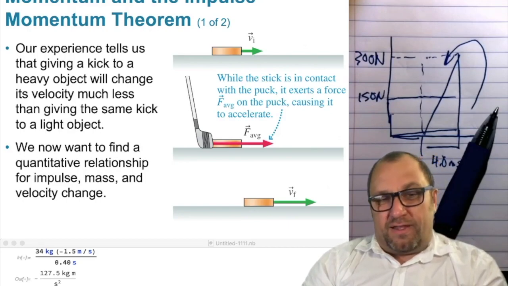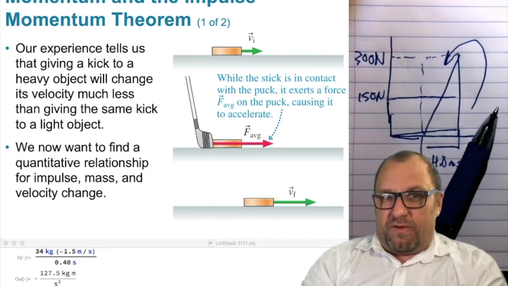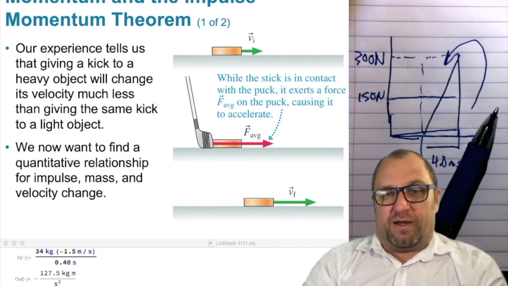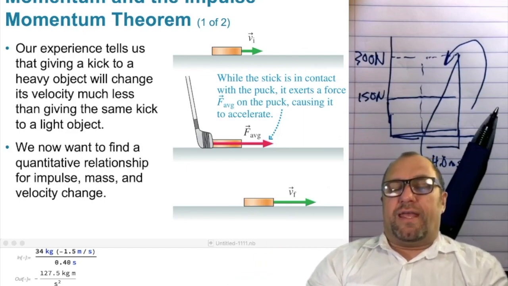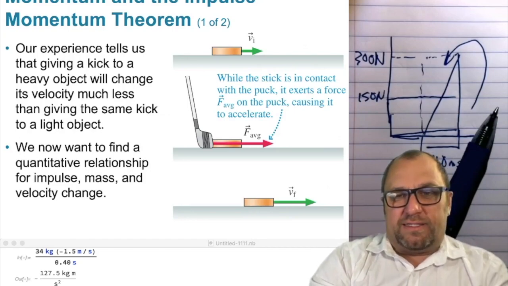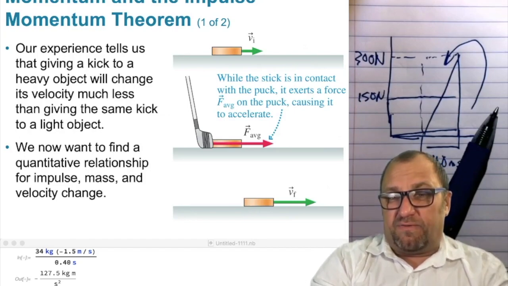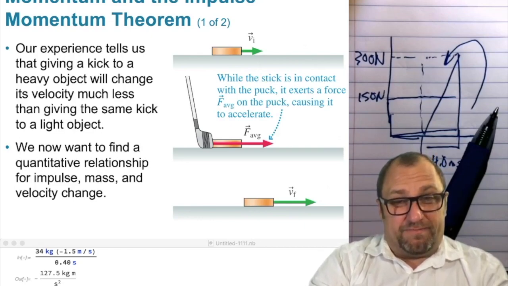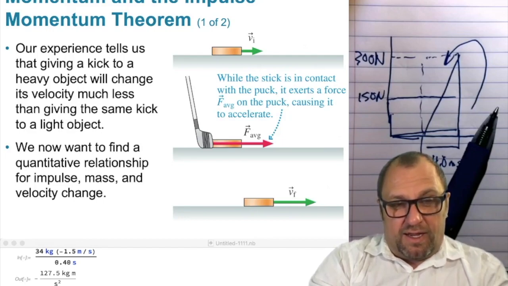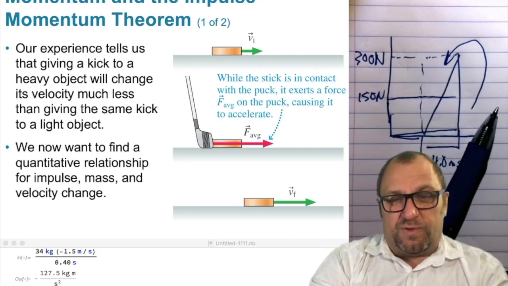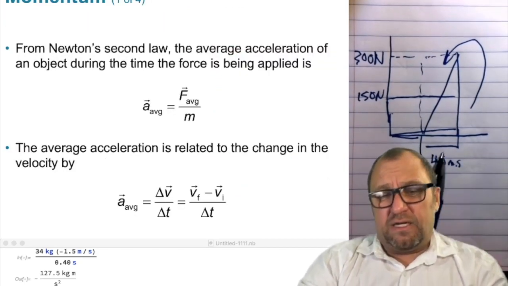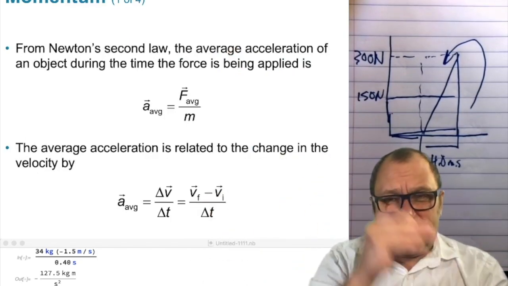We want to find a quantitative relationship for the mass, impulse, and velocity change. Hockey puck. You hit it, so it starts going. While the stick is in contact with the puck, it exerts a force F average on the puck, causing it to accelerate. So we have VI before, VF after, and it was accelerated by this force. So we had a change in velocity due to this force. That's the only way the velocity or the momentum changes, if there's a force acting on it.